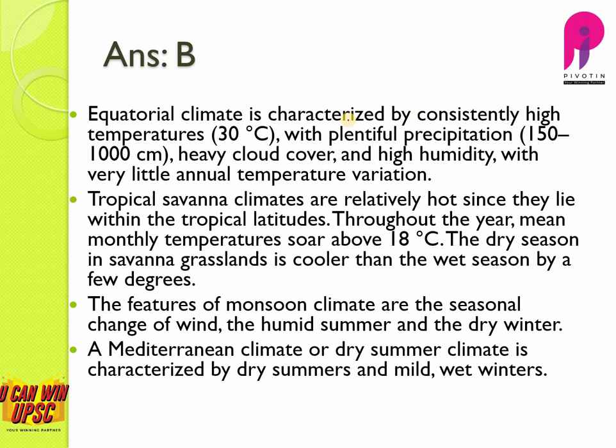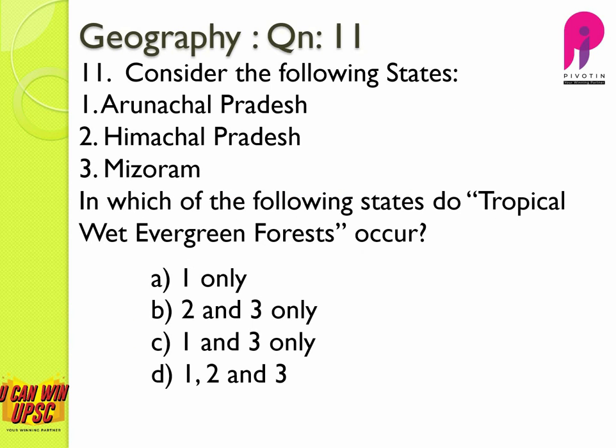It is characterized by consistently high temperatures with plentiful precipitation, heavy cloud cover, and high humidity, with very little annual temperature variation. Most of the time, the temperature is same, the precipitation is same, the cloud cover is same, and the humidity is same. Everything is monotonous. Please do read about the other climates too. It may be asked later in the prelims questions.